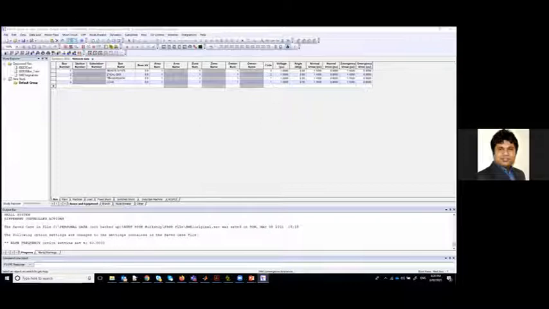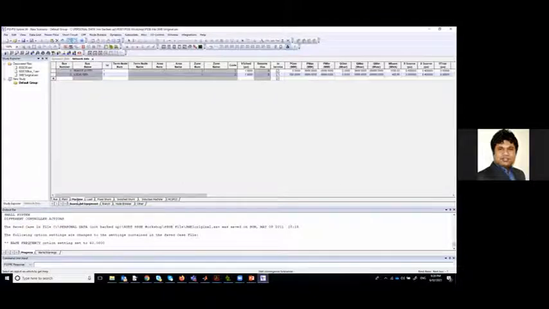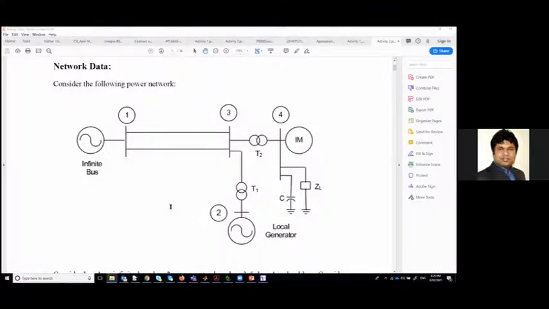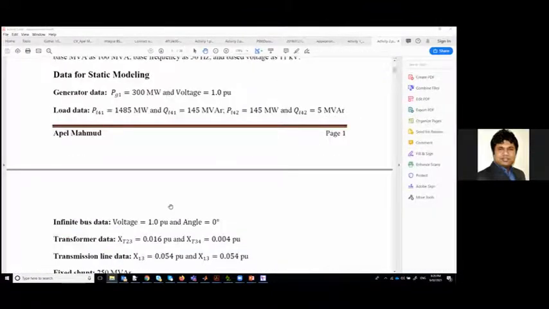So if you look, this is for the generator, and I have defined all this generator. If you go to machine, 1 and 2, and if you look at load, I put two loads here. One is for the induction machine, and another one is for this constant impedance load. If you go to the load tab, one load is 1485 megawatt, another one is 145 megawatt.